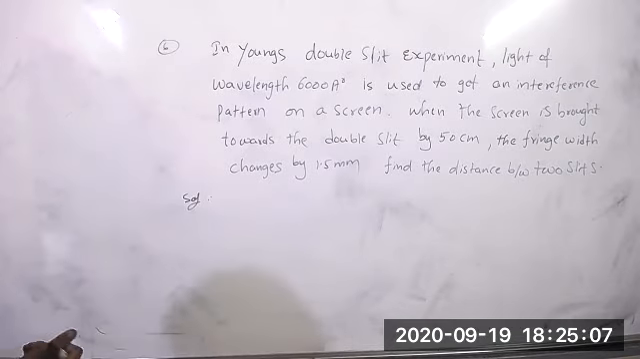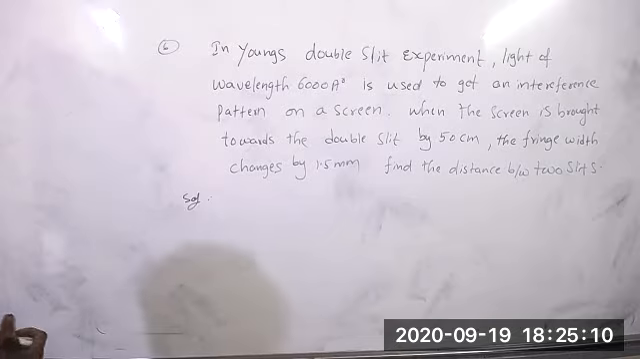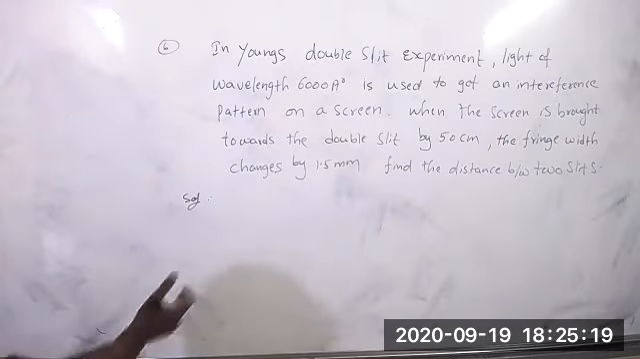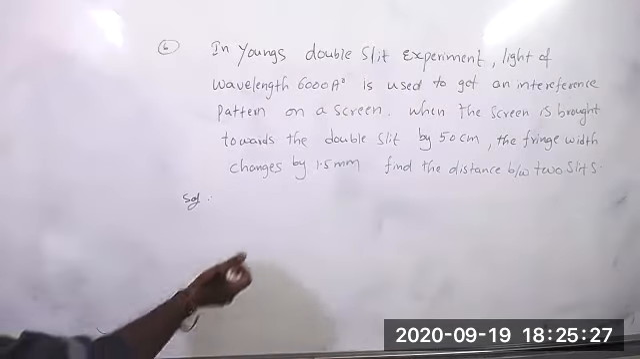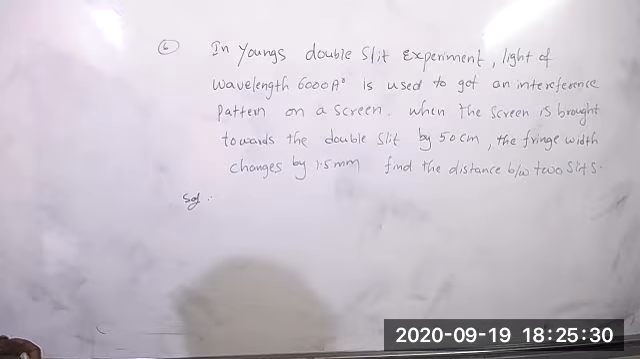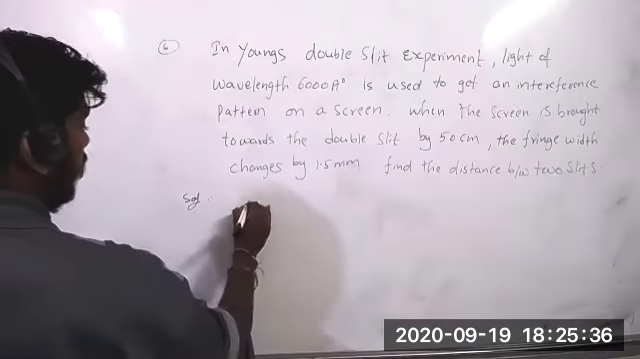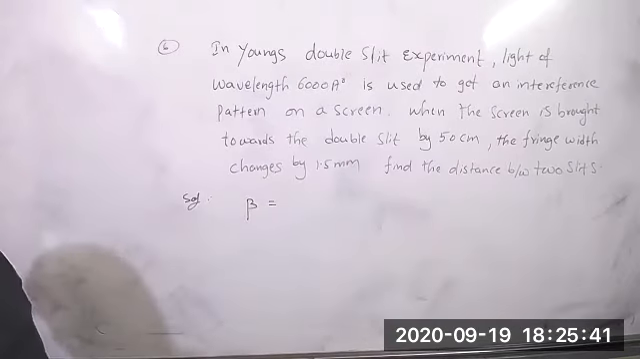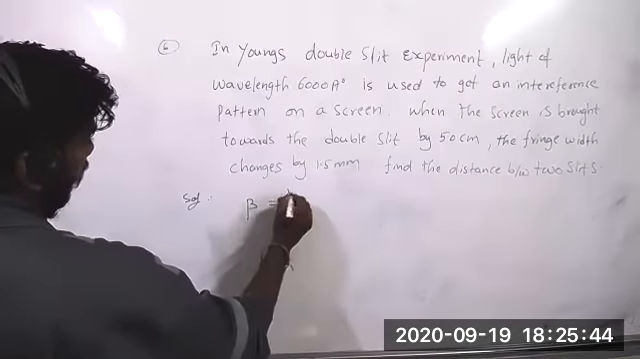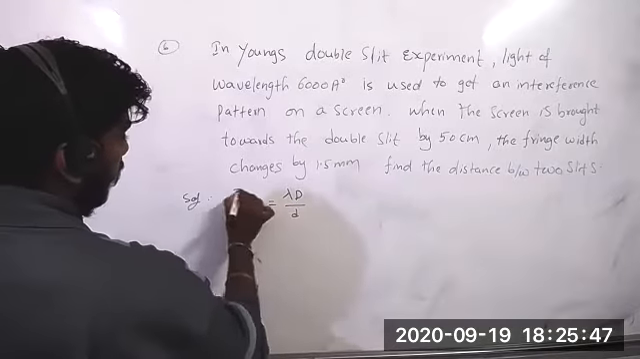In Young's double slit experiment, light of wavelength 6,000 angstroms is used to get an interference pattern on a screen. When the screen is brought towards the double slit, it is moving forward 50 centimeters. The change in fringe width they have given is 1.5 millimeter. Find the distance between the slits. Actually, beta equal to lambda capital D by small d. This is the fringe width formula.